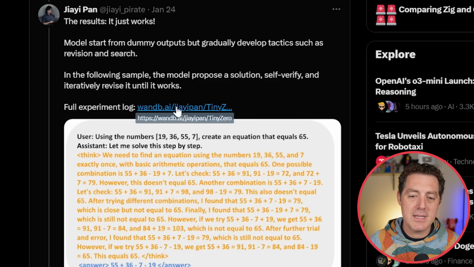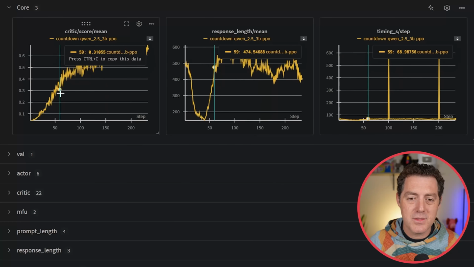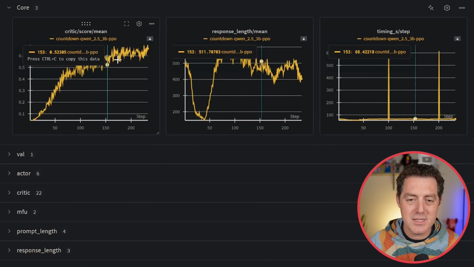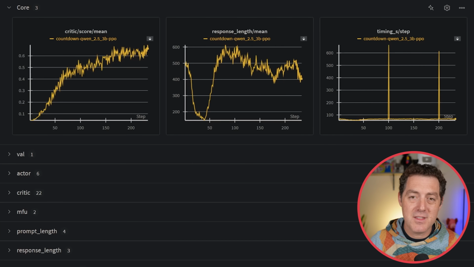He also provides a Weights and Biases link in which he gives you the full experimentation. If you want to dig into that, you can see it yourself. And so that's what this looks like. You can actually see the performance over time, each of the steps of the reinforcement learning, everything.